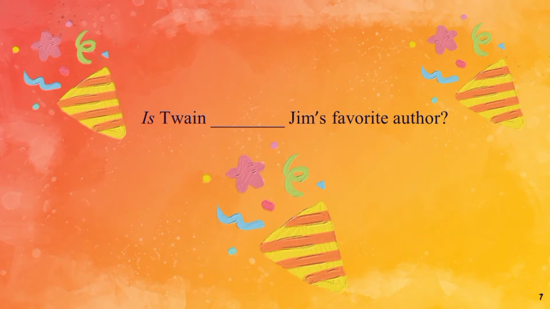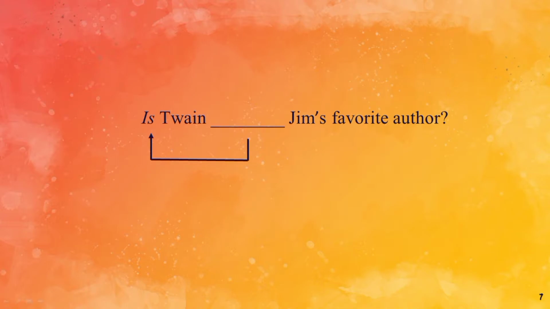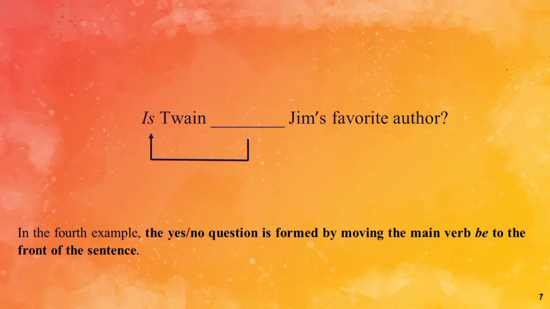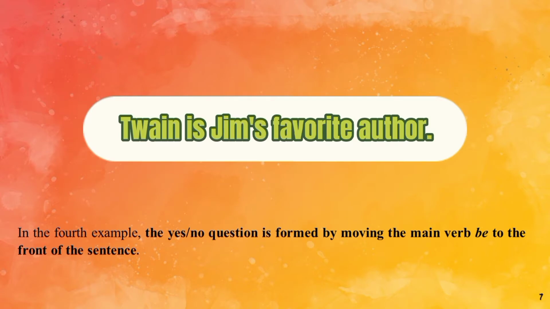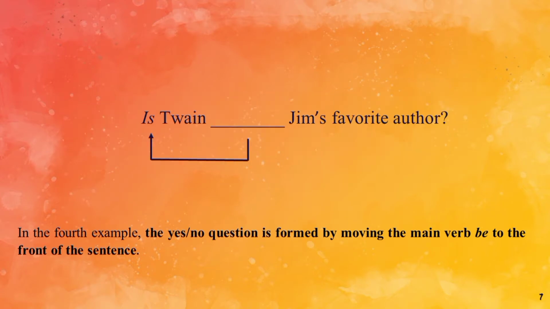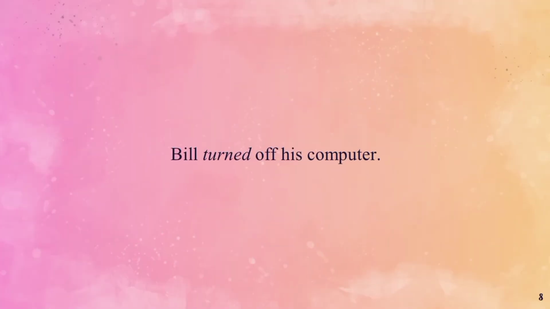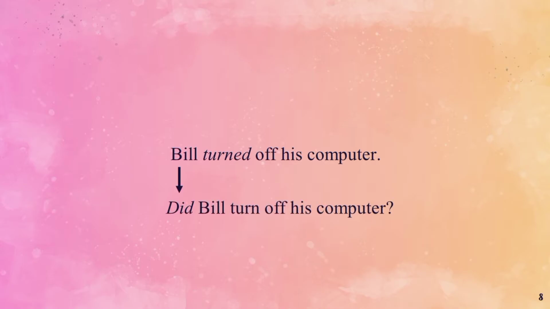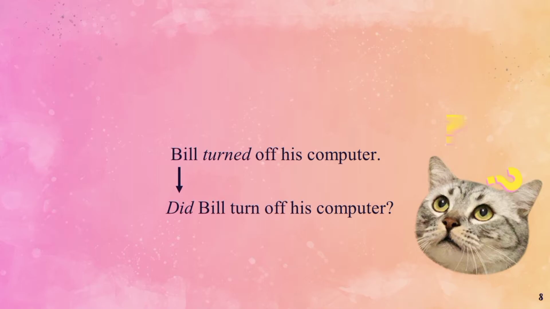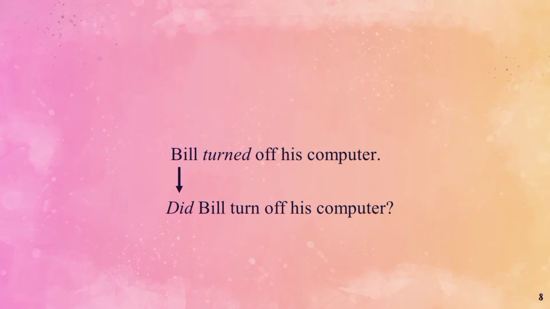Very good if you have said that the yes or no question is formed by moving the main verb be, which is the word is, to the front of the sentence. So originally, the sentence is, Twain is Jim's favorite author, but by moving the main verb be to the front of the sentence, it became, is Twain Jim's favorite author? In this example, from Bill turned off his computer to did Bill turn off his computer? What can you observe? What is the process?